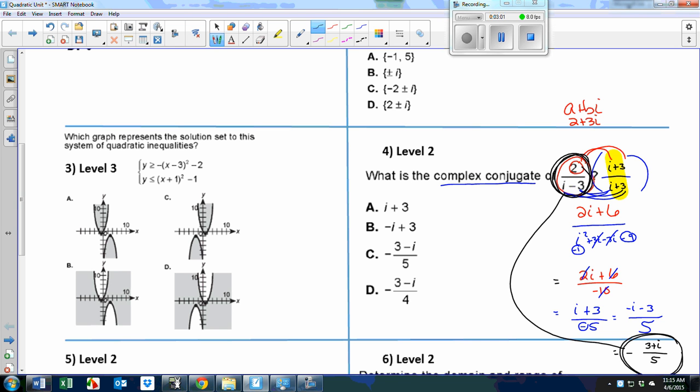The last step, what's the complex conjugate of that? Well, the complex conjugate of that, take the plus that's between 3 and i, and change it to minus. What you're looking for will be 3 minus i over 5 with a negative in front of it, which is C. So again, that part isn't required in the constructed response. That multiple choice goes a little bit deeper into imaginary units than your constructed response.